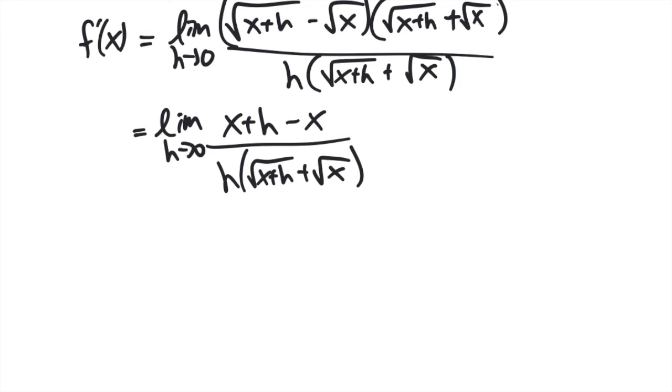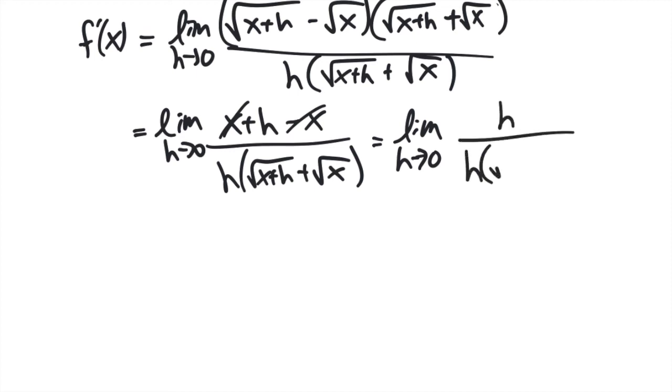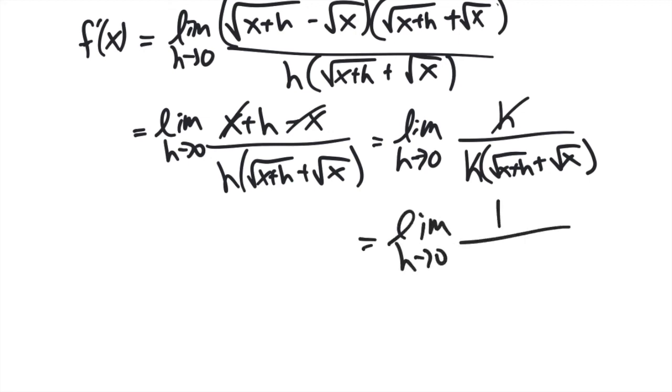Now on the top, you don't have any more square roots left over, and you have a positive x and a minus x, so you should be left with just an h on the top. I hope you're recognizing that as a trend, by the way, that somehow you should be able to get to a point of having just an h that you can factor out and then cancel with the h that was on the bottom at the very beginning. So we have h over h times the square root of x plus h plus the square root of x. Now the h's can cancel, and so we have the limit as h goes to 0 of 1 over the square root of x plus h plus the square root of x.